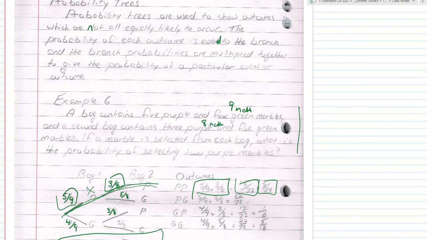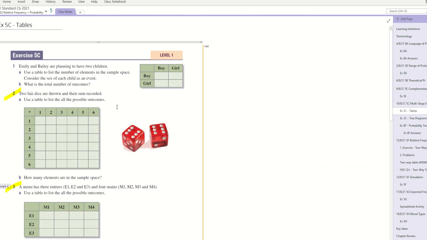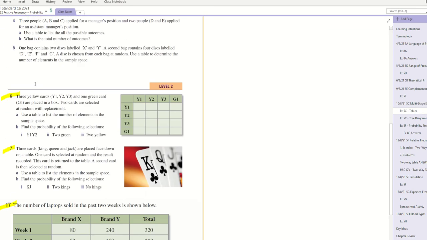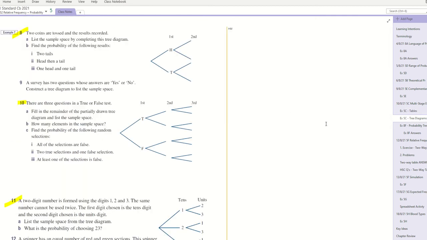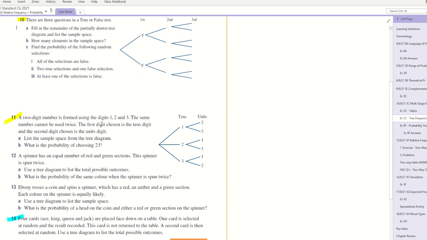Okay, so have a go. That is all there is. If I can get my mouse to work again, we will have a look up here. Have a go at these questions. Your first lot is a heap of tables. Have a go at those ones that are marked, and then move on to the tree diagrams. These ones are all where things are equally likely, and they've drawn them for you as well. Have a go at these questions.